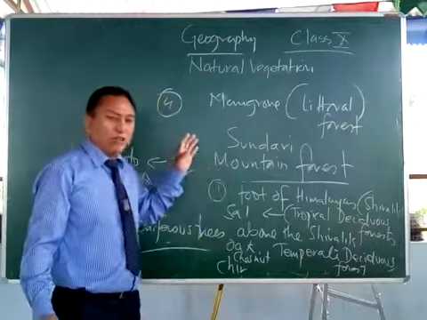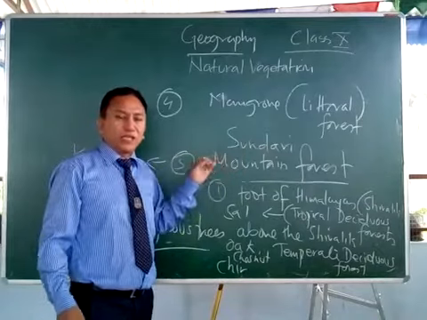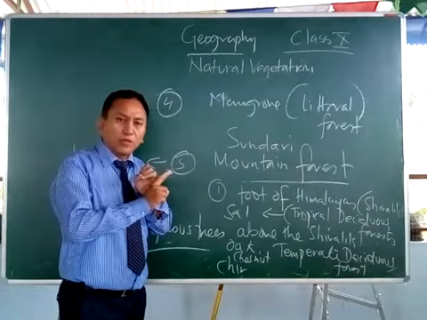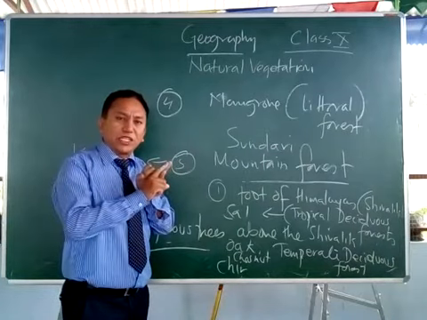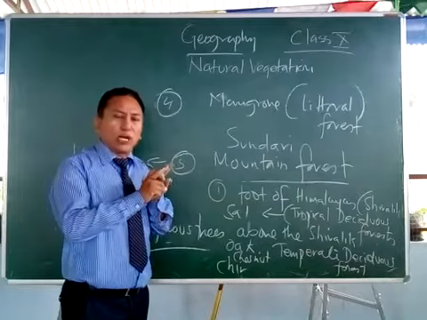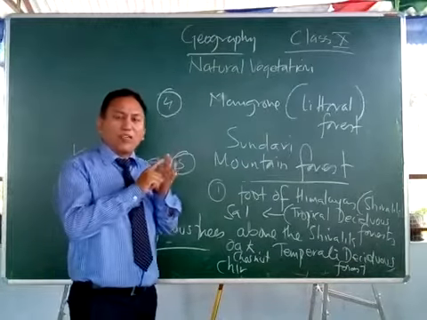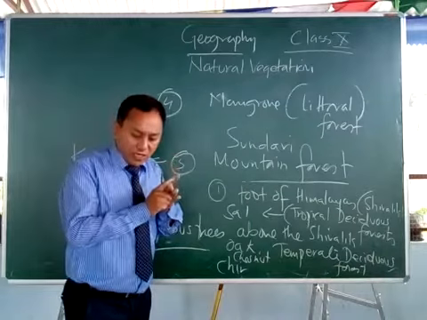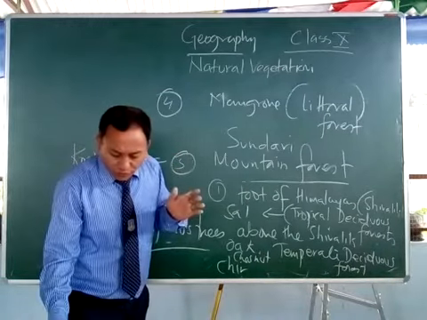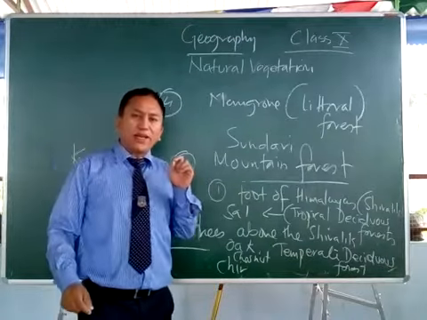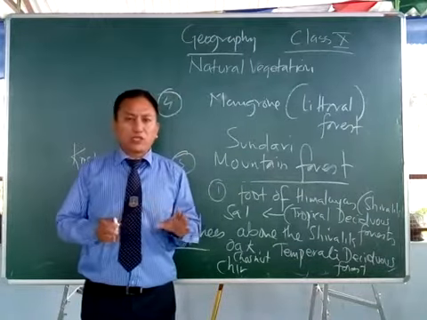So I guess I've covered the different forests that are found in the natural vegetation. The first one, the evergreen forest. Then we did the second one, the tropical deciduous forest or the monsoon forest. Then the third one, the thorn and desert forest. Then the fourth one, the mangrove or the littoral forest. Then the fifth one, the mountain forest. So I'll end my session here today, dear students.